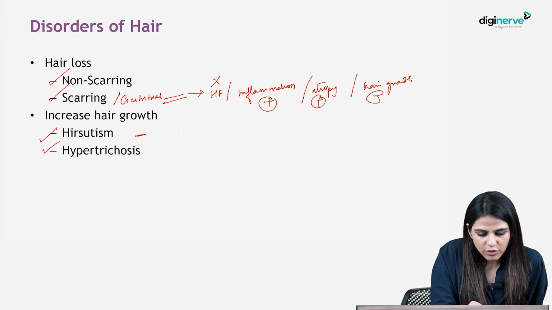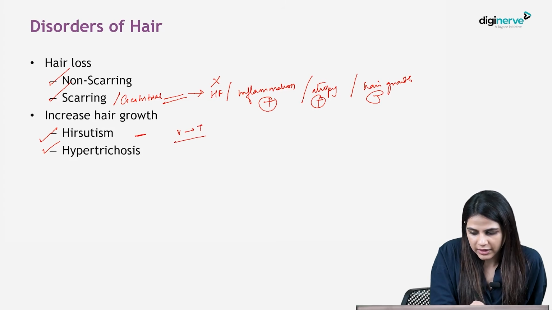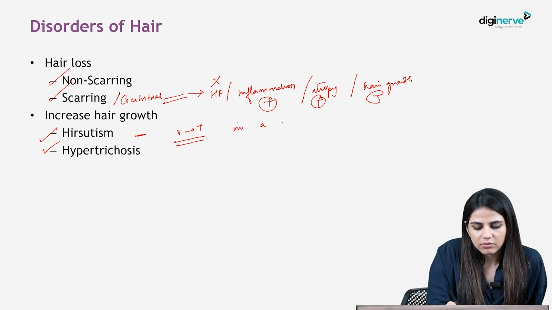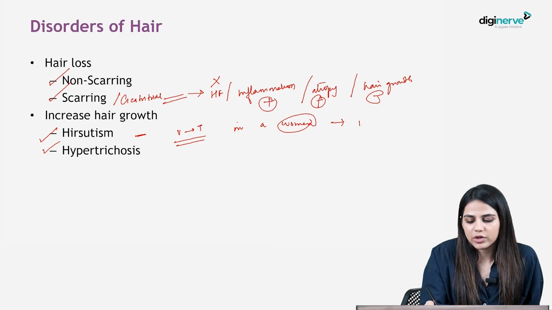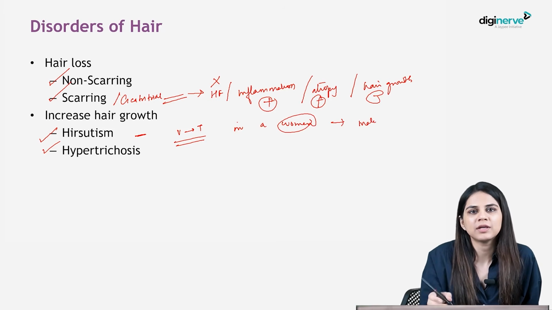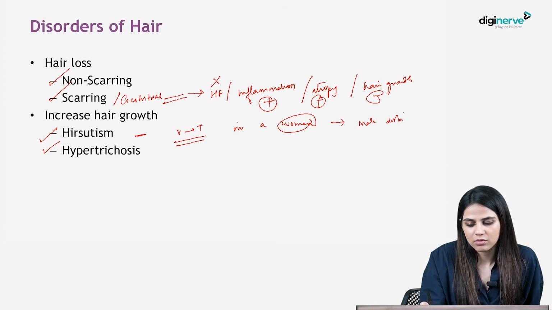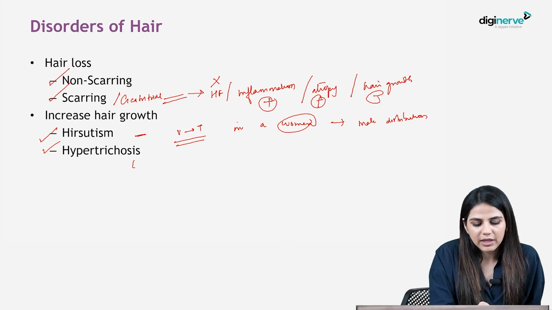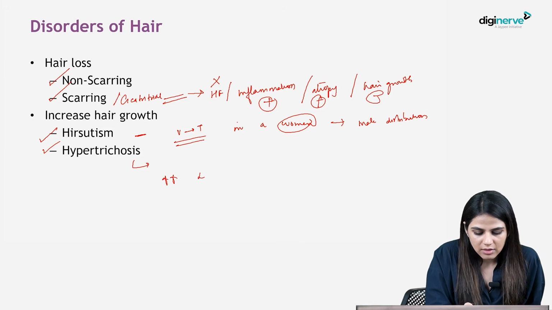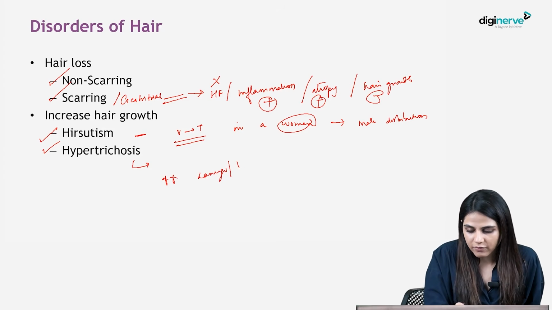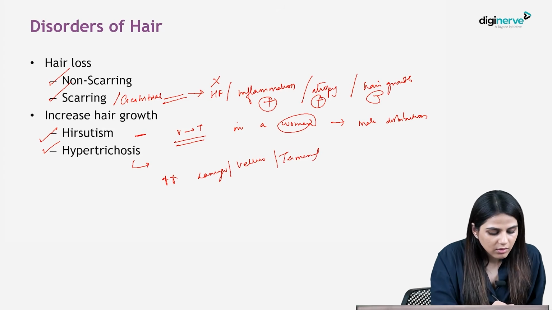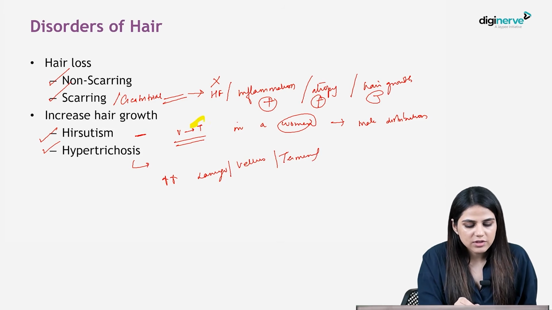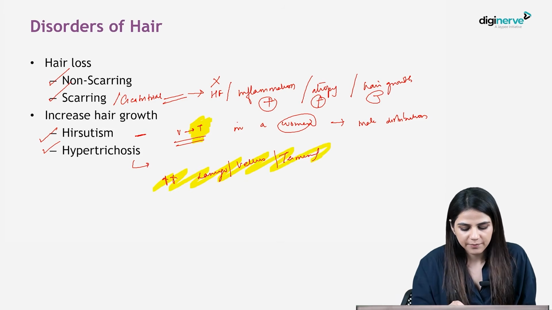Hirsutism is the conversion of vellus hair to terminal hair in a woman. Alright, and where? In a male distributed pattern. Like beard is supposed to be in male, not in female, so in a male distribution. Hypertrichosis, increase in lanugo, vellus or terminal. So focus here, hirsutism has excess of terminal hair, hypertrichosis has excess of all of these three.